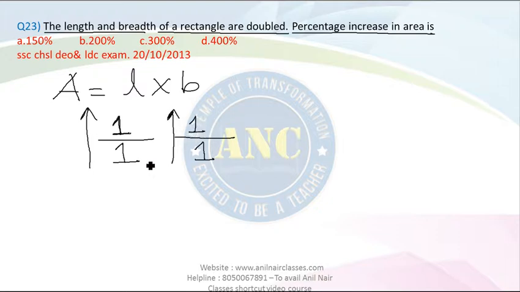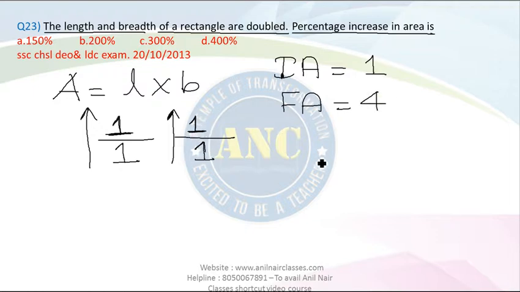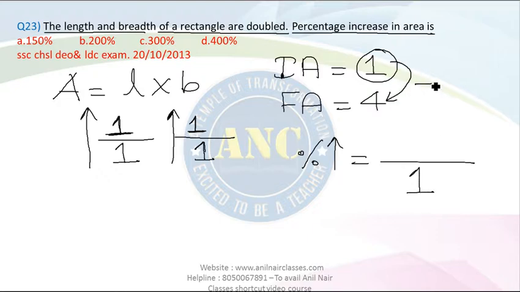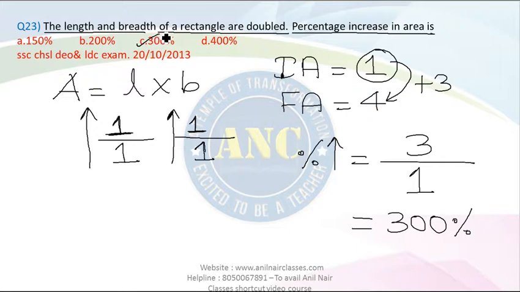So length increases by 1 by 1, breadth increases by 1 by 1. That means initial area is 1 into 1, which is 1. Final length is 2 and final breadth is 2. 2 into 2 is 4. Percentage increase in area: initially it was 1, put it in the denominator. 1 is becoming 4, there is an increase of 3, put it in the numerator. 3 by 1 is nothing but 300%. Answer for this question is option C.